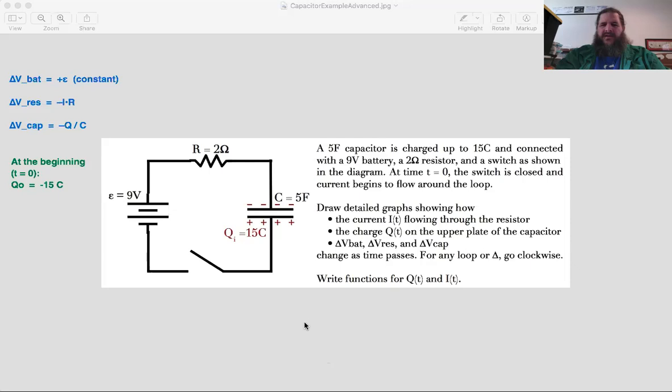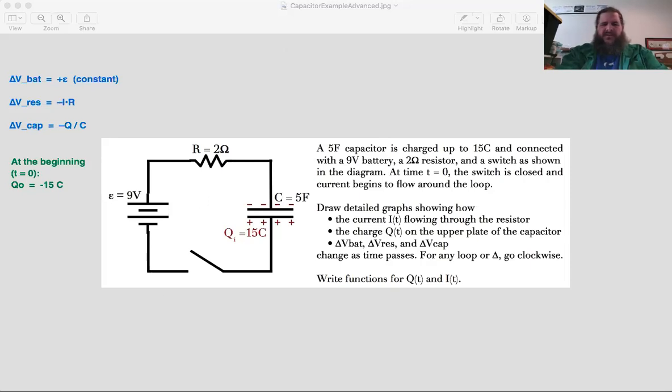And can we figure out anything about the current flowing through the resistor? Or how would we find the current flowing through the resistor at time 0? Is there any way we could relate the current to everything else in the circuit? Not quite just epsilon over R, because the battery is not the only thing influencing the resistor here. Yeah, we're going to have something about the voltage of the capacitor also. And if you're not sure, you can always go back to the loop rule.